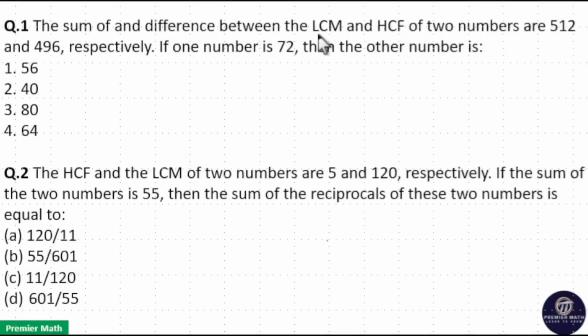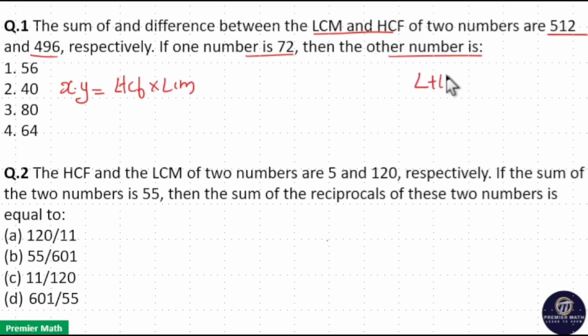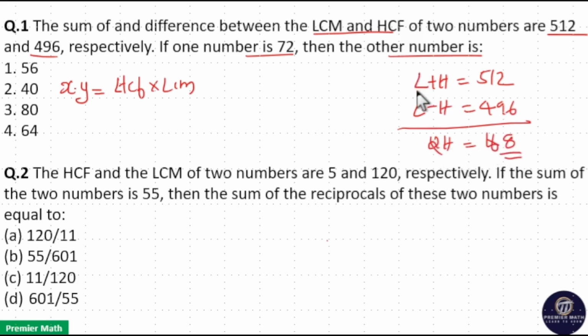The sum and difference of LCM and HCF of two numbers are 512 and 496 respectively. If one number is 72, then the other number is? Here the important thing is that the product of two numbers is equal to the product of their HCF and LCM. Here LCM plus HCF is equal to 512 and LCM minus HCF is equal to 496. Now if you take the difference, 2 HCF is equal to 512 minus 496, which is 16. 2 goes 8 times in 16. So HCF is 8, which means LCM is equal to 512 minus 8, 504. So HCF is 8 and LCM is 504.